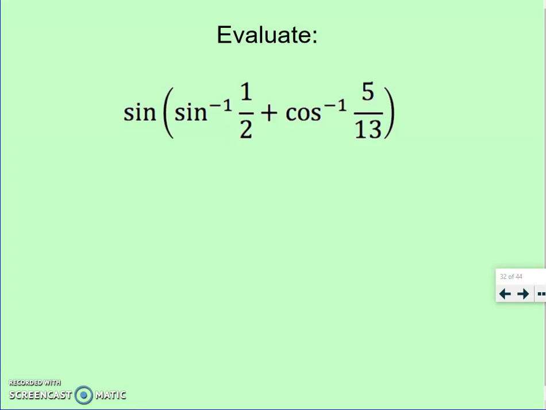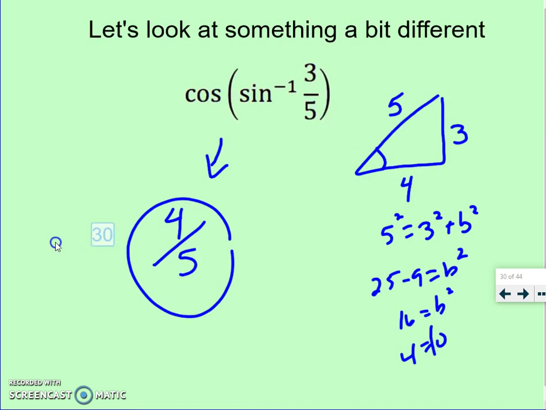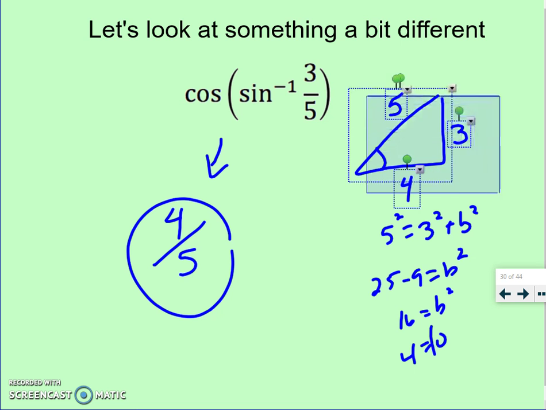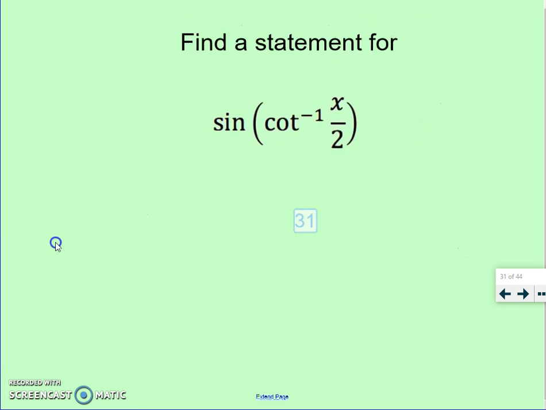All right, there was a couple things I wanted to get to before class ended, and we didn't get to them. So the first one is we want to find a statement like this, where it's very similar to the one we worked out, where we had to draw the triangle that we were looking at instead of just being able to look at our unit circle and get numbers. So same idea here. We want to draw a triangle that has a value of x and 2 for cotangent. And remember that cotangent is going to be adjacent over opposite.